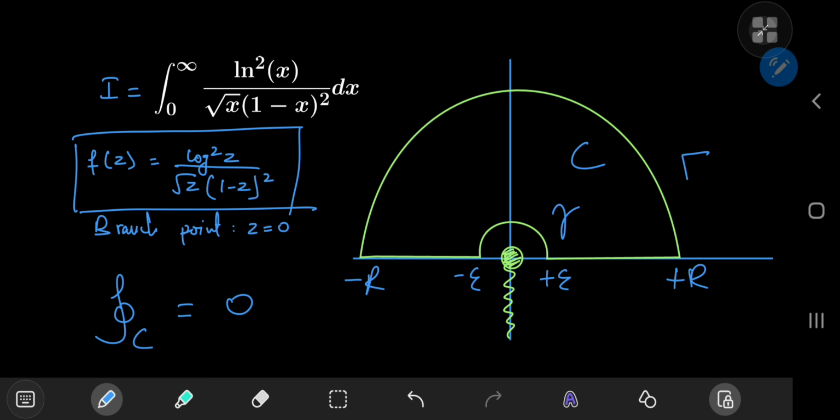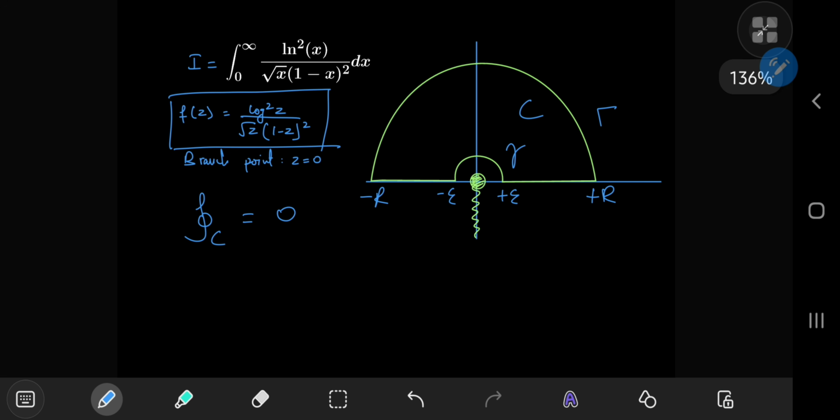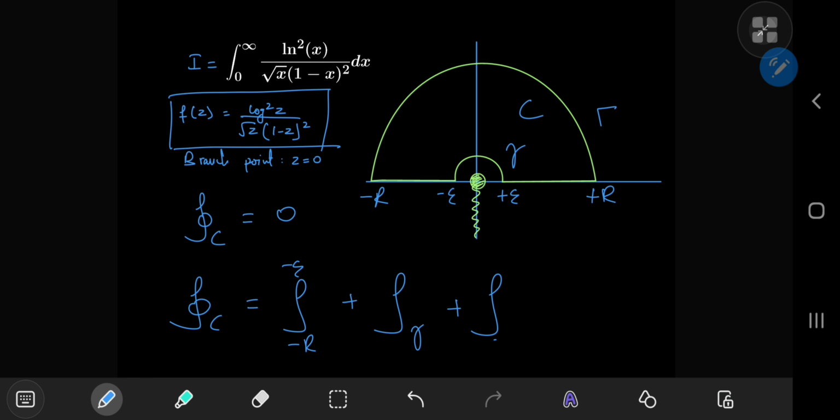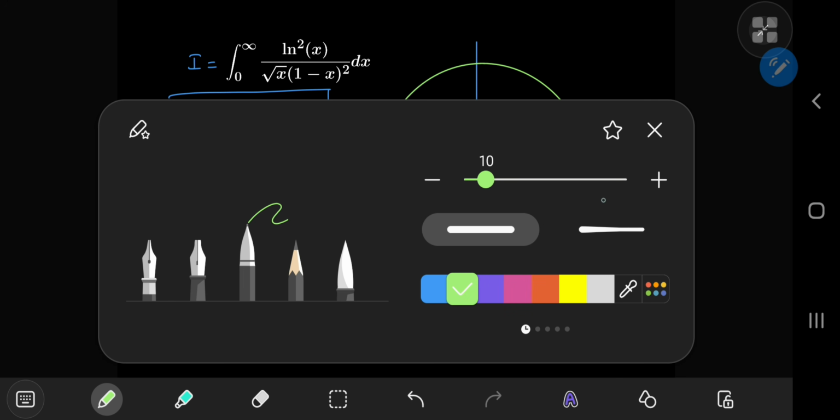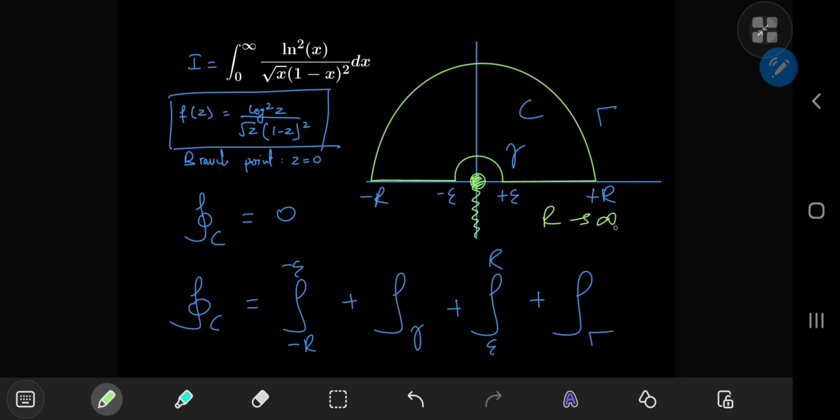Well, first we have to break down the contour. We realize that there are a number of integrals to evaluate here. The integral on C equals one integral from negative r to negative epsilon, plus an integral over lowercase gamma, plus an integral from epsilon to positive r, plus an integral over uppercase gamma. And we're interested in the cases of r going to infinity and epsilon going to 0. So the integral on the left-hand side here is just 0. And what about the other four integrals?